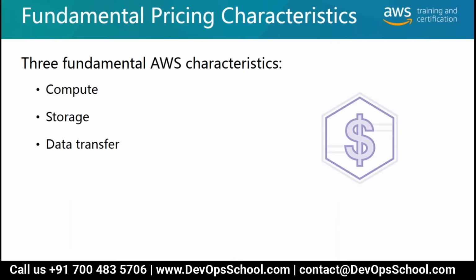With respect to pricing, there are three fundamental characteristics. So the fundamental characteristics are compute, storage, and data transfer. You pay for these three characteristics with AWS. These characteristics vary slightly depending on the AWS offering that you are using. Okay, they are slightly differing. However, they are the core characteristics that have the impact on your cost. This will have the greatest impact on your cost.